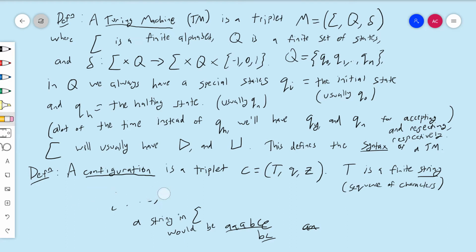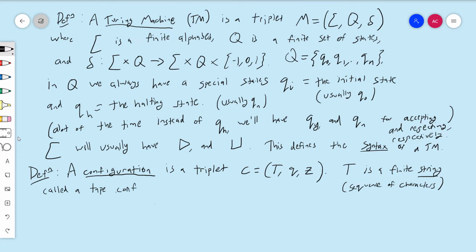So the letter T stands for tape configuration. T is a finite string called a tape configuration, which represents what's on the tape. Keep in mind we have a starting step. At any point in time, the Turing machine is on, say, step 20 or step 30, but the number is finite, meaning that the number of non-blank cells on the tape is also finite.